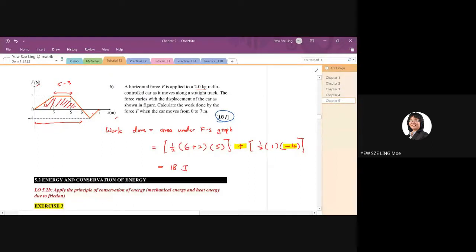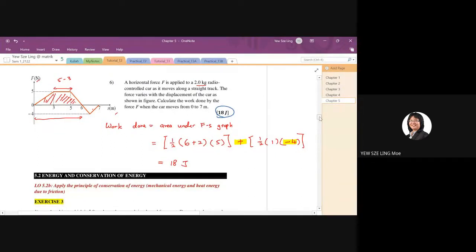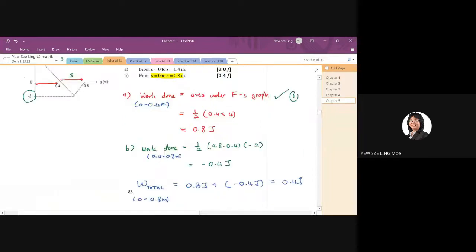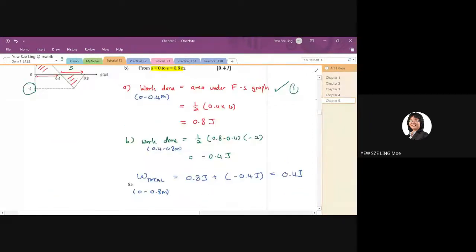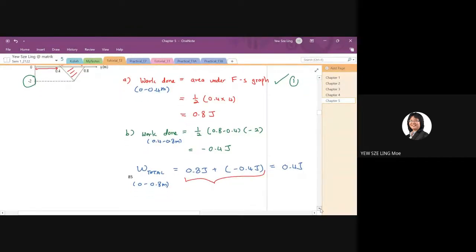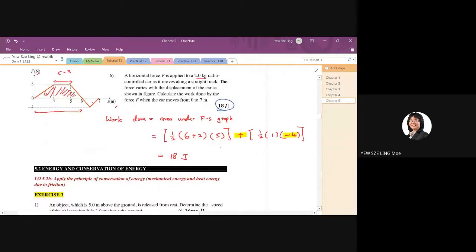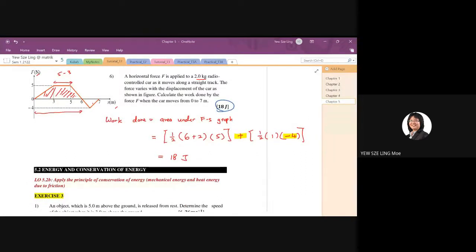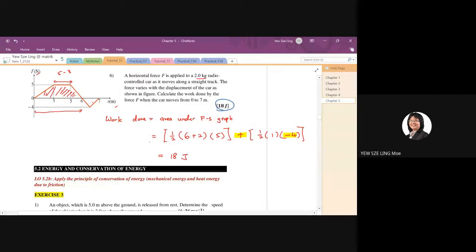Okay, so if you think this is hard to understand, you can just do what I did in the previous question. You calculate the positive area first, and then you calculate the negative area, and then you add them up like this. So 0.8 plus negative 0.4. The idea is the same, just that now because I combine everything into one equation, I do it in one shot, so it might look a bit complicated. Actually it equals 20 plus negative 2. So it is the same.